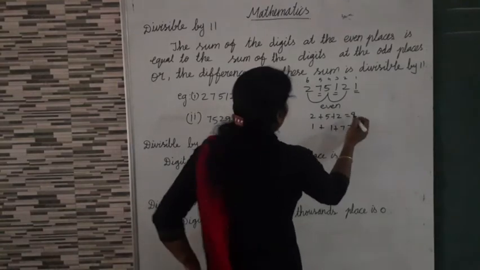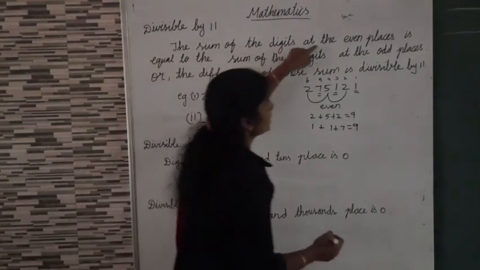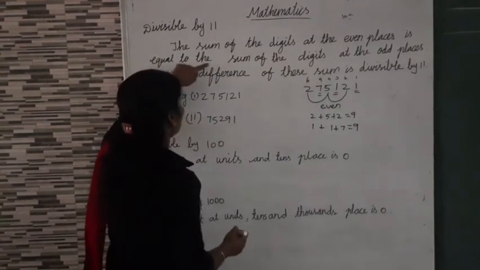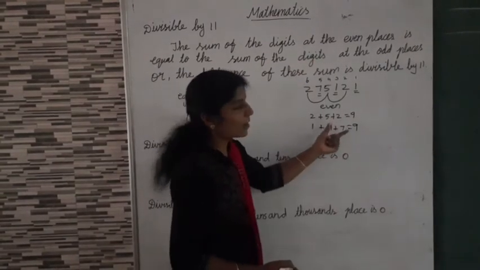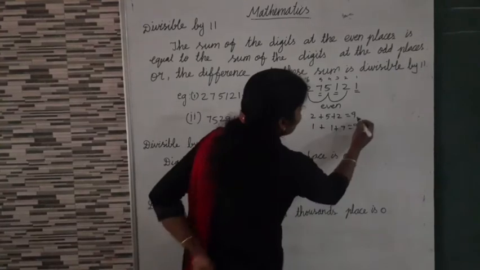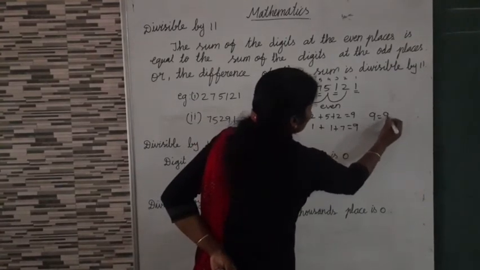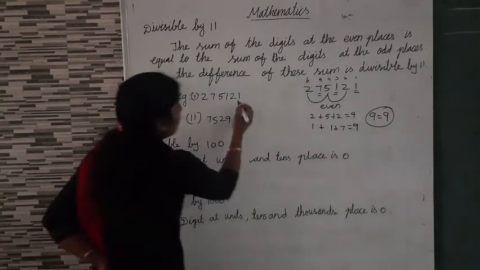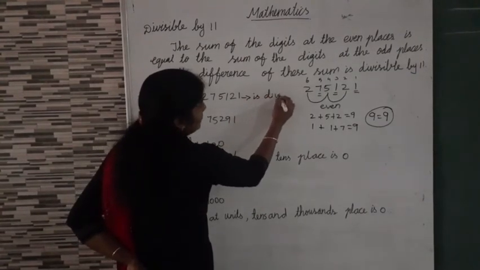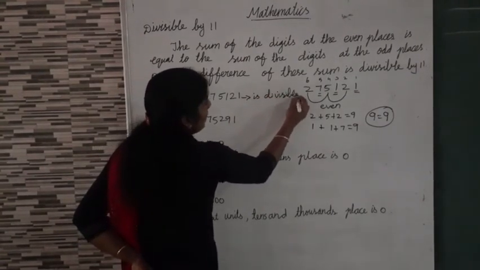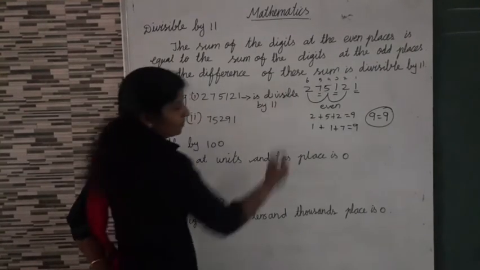Equal, isn't it? The sum of the digits at the even places is equal to the sum of the digits at the odd places. So this sum is equal. 9 equal to 9. So this number is divisible by 11.